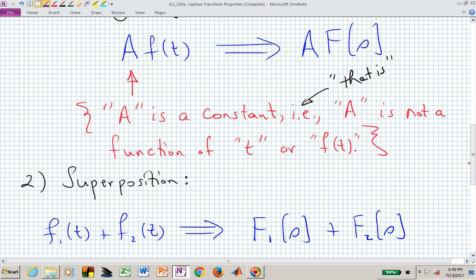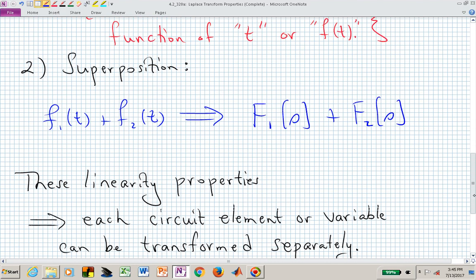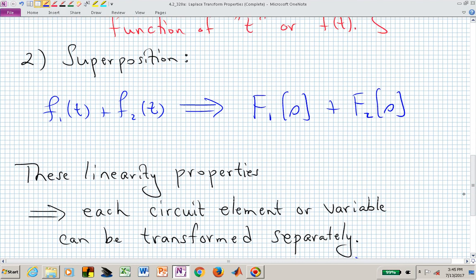Combining these two, homogeneity and superposition properties, allows us to have a Laplace transform that obeys linearity properties. And because of that, whenever we want to, we can apply the Laplace transform to each individual circuit element or variable, do that separately, and then put all of the pieces together.